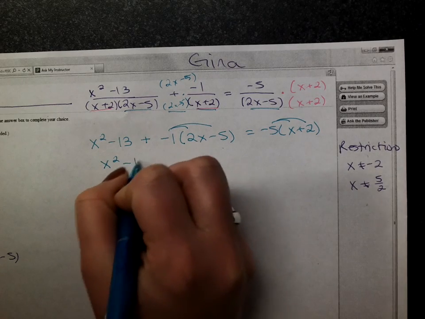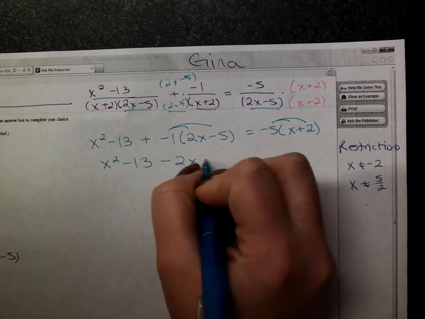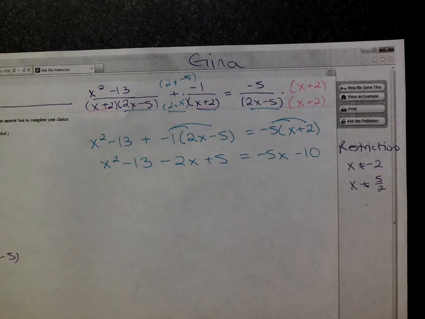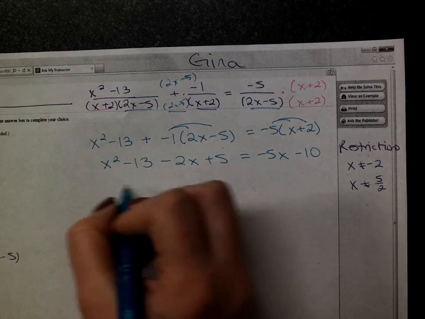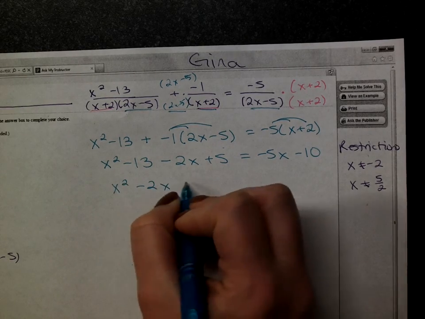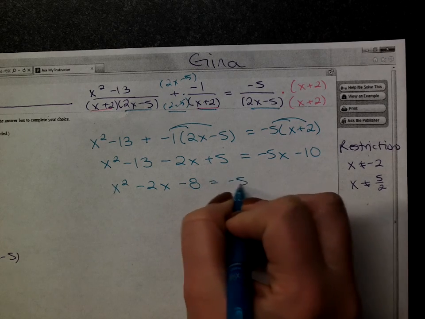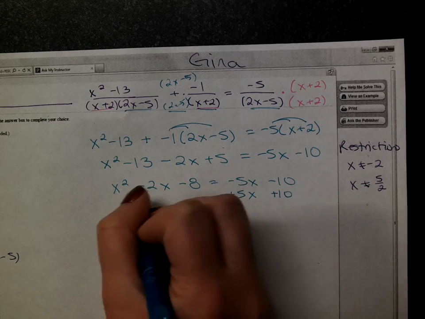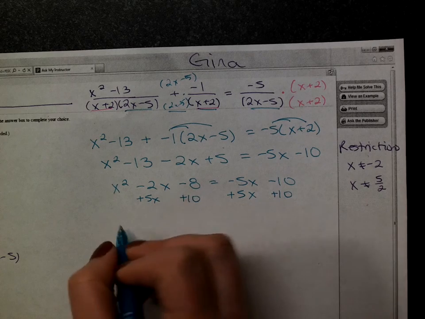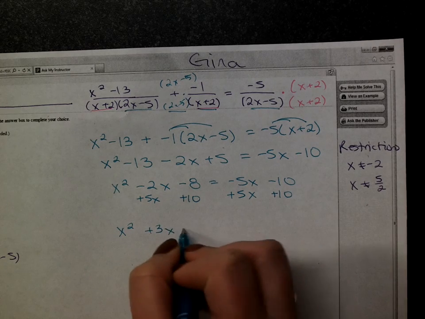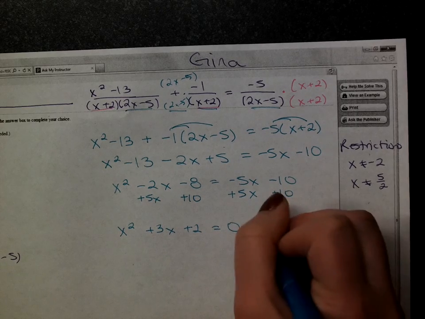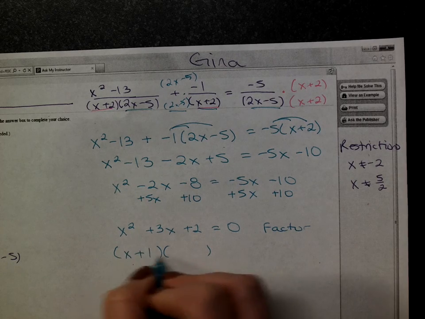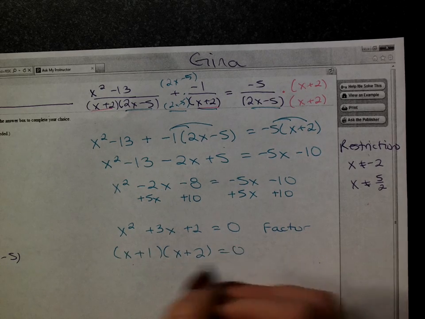That's x squared minus 13 minus 2x plus 5 equals negative 5x minus 10. Let's do some combining and cleaning up. X squared minus 2x minus 8 equals negative 5x minus 10. I'm going to move the 5x and the 10. And I end up with x squared plus 3x plus 2 equals 0. Then I'm going to factor: (x plus 1)(x plus 2) equals 0.